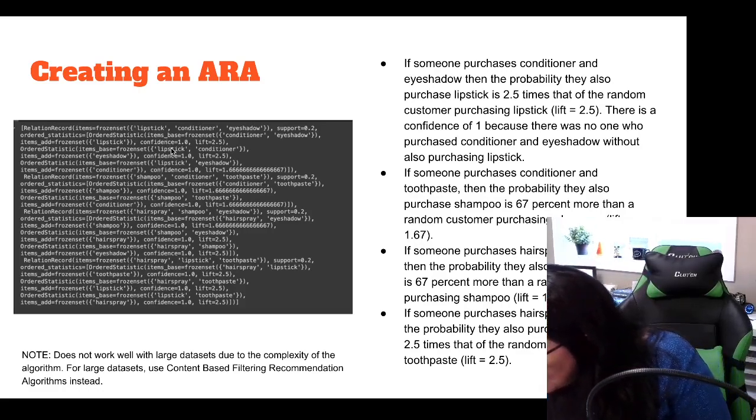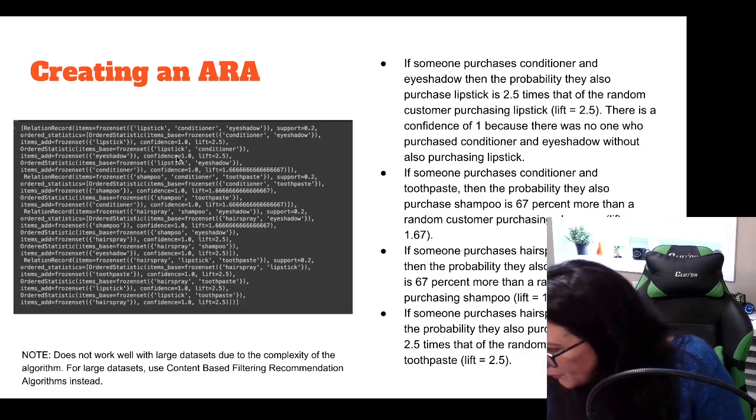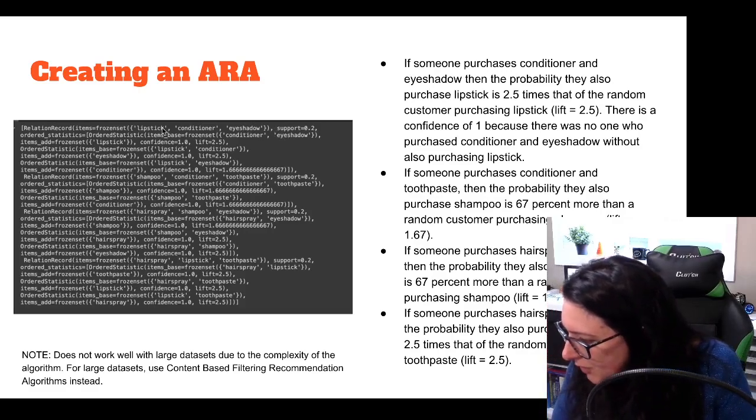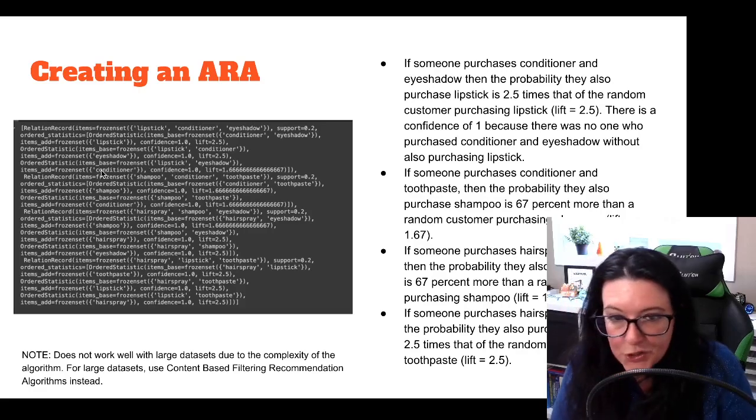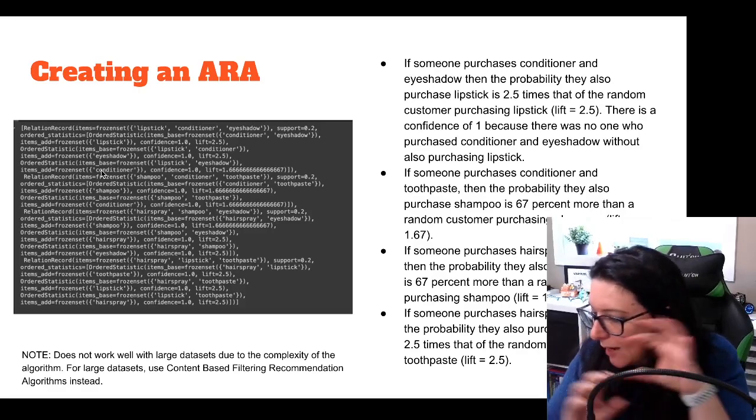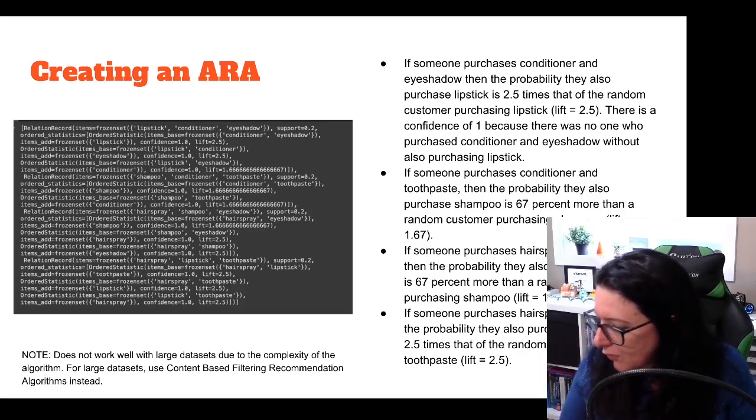I gotta find where's the conditioner and toothpaste. I just pulled a couple of these. Conditioner. That's shampoo. So if we just look at these, we have lipstick, conditioner, and eyeshadow. Sorry, conditioner and eyeshadow predicted lipstick. Lipstick and conditioner predicted eyeshadow. Lipstick and eyeshadow predicted conditioner. So you can see how it's taking different combinations that were in that first purchase.